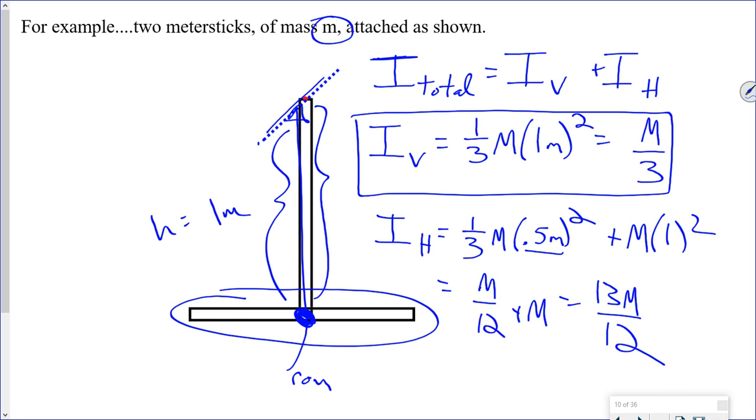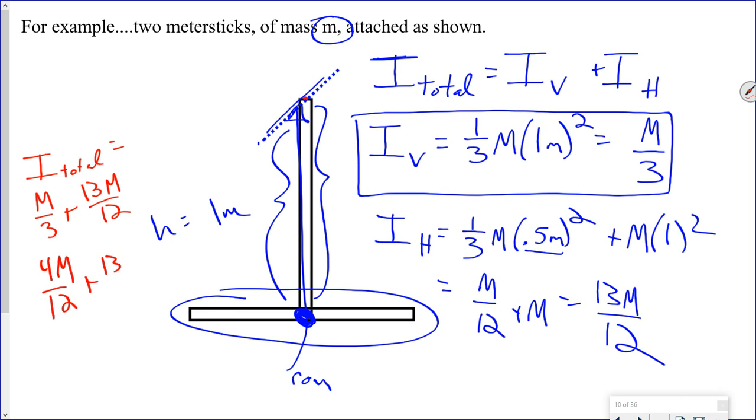So the whole rotational inertia of these two sticks is m over 3 plus 13m over 12. This is the same as 4m over 12 plus 13m over 12. Using common denominators, it gives you 17m over 12. So there's the rotational inertia of our 2 meter sticks. And if we knew what m was, you could obviously plug that in.